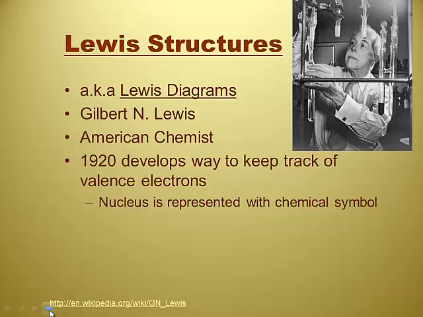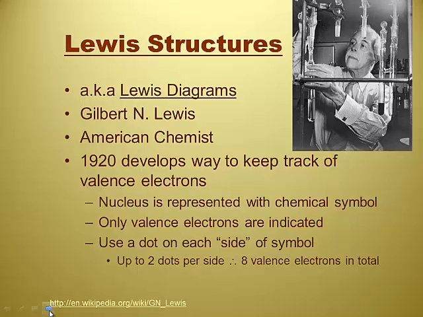He decides that the nucleus is going to be represented with the chemical symbol that you find on the periodic table, and that only the valence electrons need to be drawn. Since we have 4 sides on a symbol, top, bottom, left, right, he says we're going to do 2 dots per side, which would give us 8 valence electrons in total. That almost represents the s's and p's. But not every atom has 8 to start with.